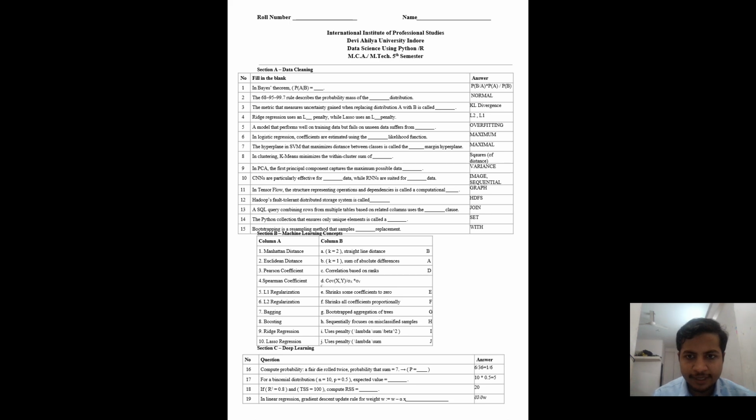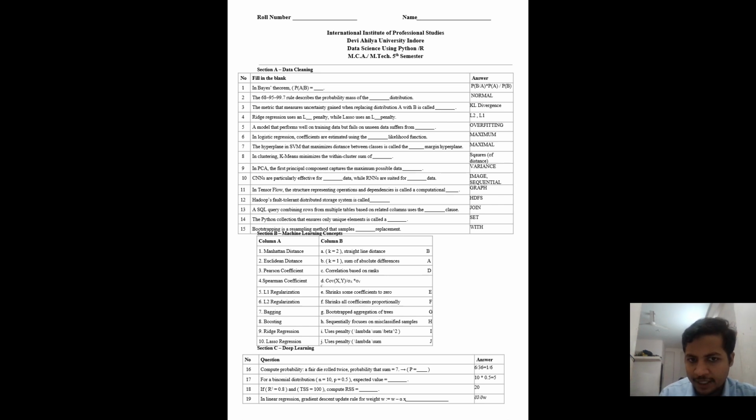Now, 12 question reads as Hadoop fault tolerant distributed storage system is called HDFS. HDFS stands for Hadoop distributed file system, manages distributed data across nodes with redundancy. SQL query combining rows from multiple tables based on related column uses the join clause. In SQL, join is the clause through which we combine multiple rows from multiple data.